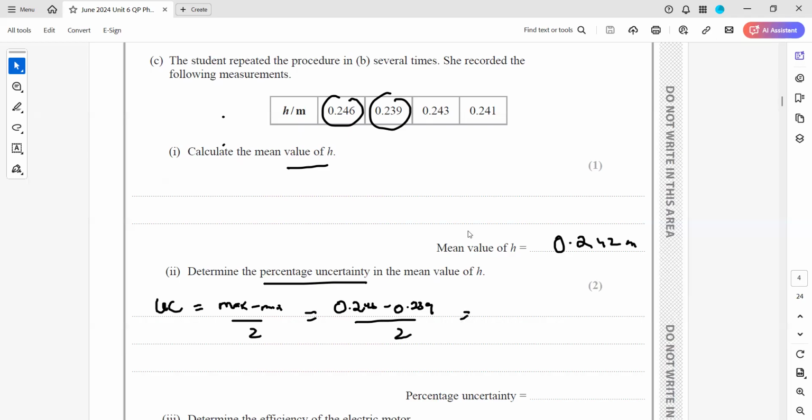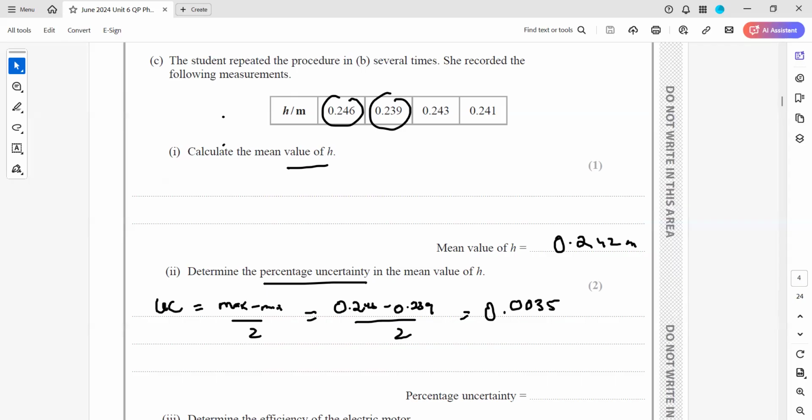For a group data, so what is the answer for this? 0.246 minus 0.239 divided by 2. That will give us the uncertainty. But we need the percentage uncertainty. So the uncertainty is 0.0035. Okay.